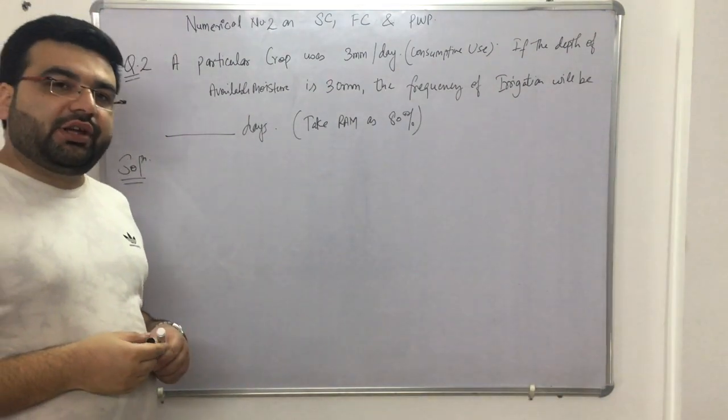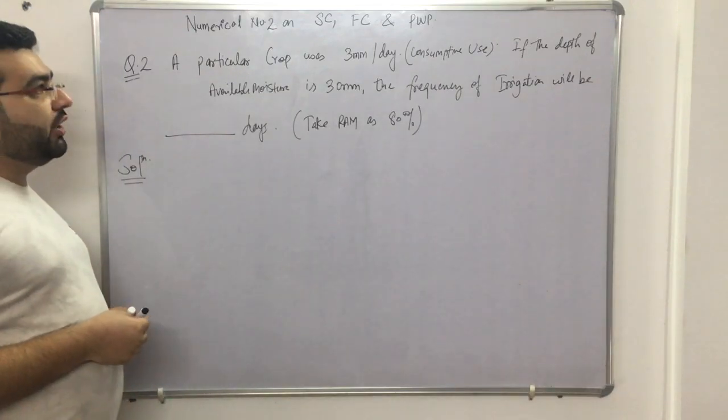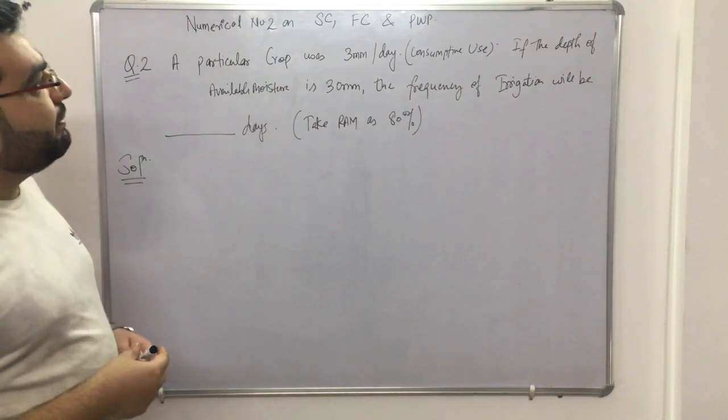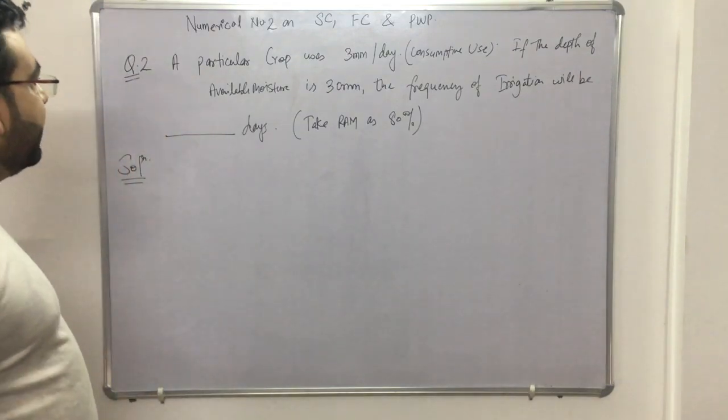Subject: Irrigation Engineering, chapter: Soil Water Constants, topic: numerical number 2 on saturation capacity, field capacity and permanent wilting point. So now students, it's time to solve another numerical on the same topic that we have discussed.